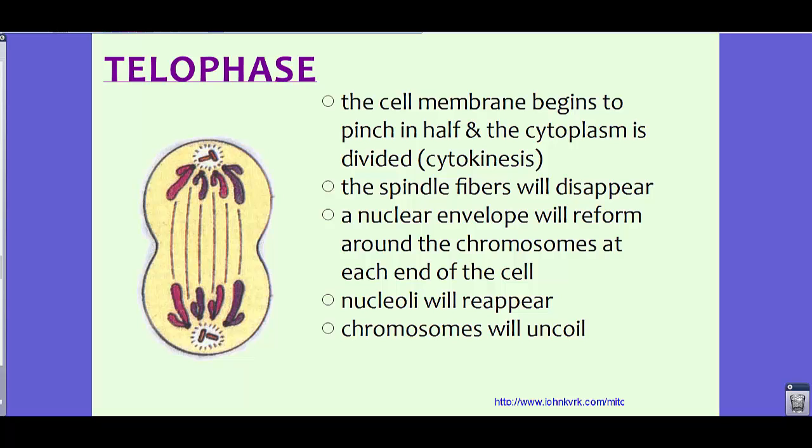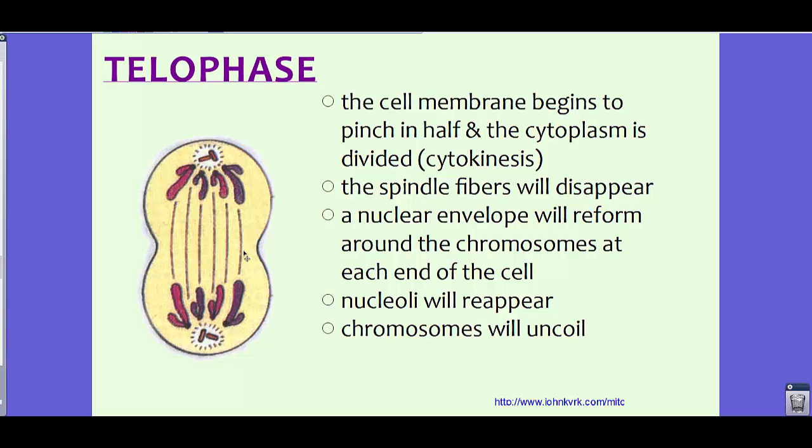And the last stage of mitosis is called telophase. And in telophase, the cell membrane begins to pinch in half. So notice in the picture, we sort of have this pinching in the middle. And the cytoplasm is actually divided. Now this is called cytokinesis. It happens at the same time as telophase, but cytokinesis is different for plant and animal cells, and we're going to talk about that in the next couple slides.